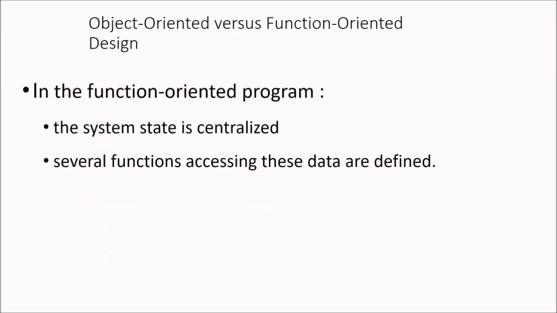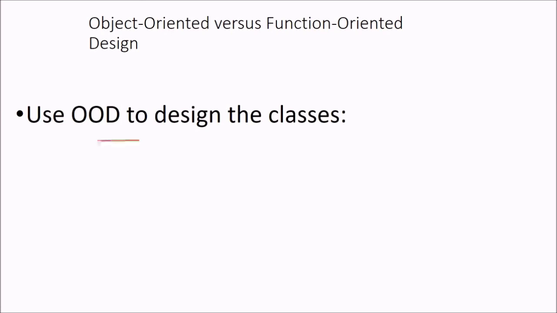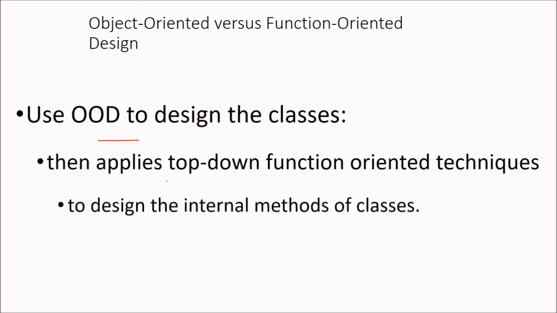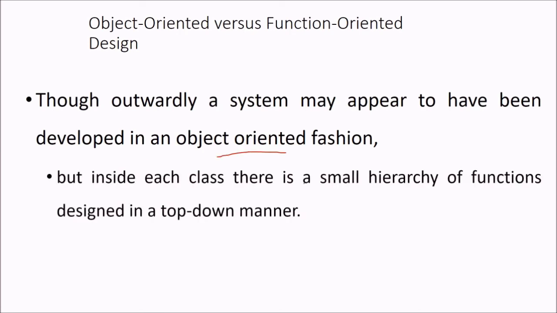So in the function-oriented approach, the system state is centralized, and several functions accessing this data are defined. While in an object-oriented program, the state information is distributed among various sensor and alarm objects. So use object-oriented design to design the classes. Then apply top-down function-oriented techniques to design the internal methods of the classes, because these two are complementary. A system may appear to have been developed in an object-oriented fashion, but inside each class there is a small hierarchy of functions designed in a top-down manner. Again, let me reiterate, they are complementary. Though they are radically different, they are somewhere related.